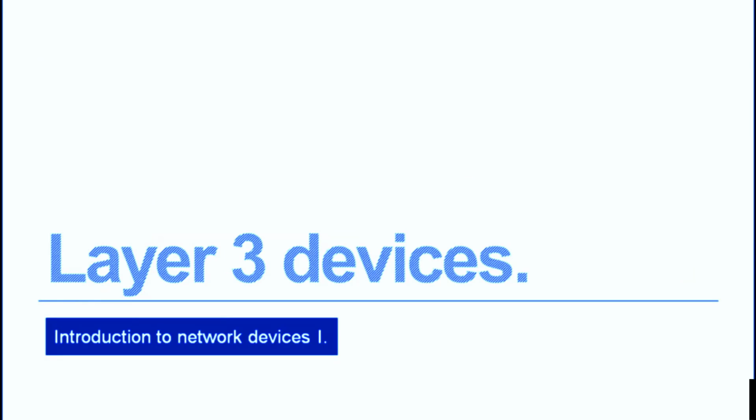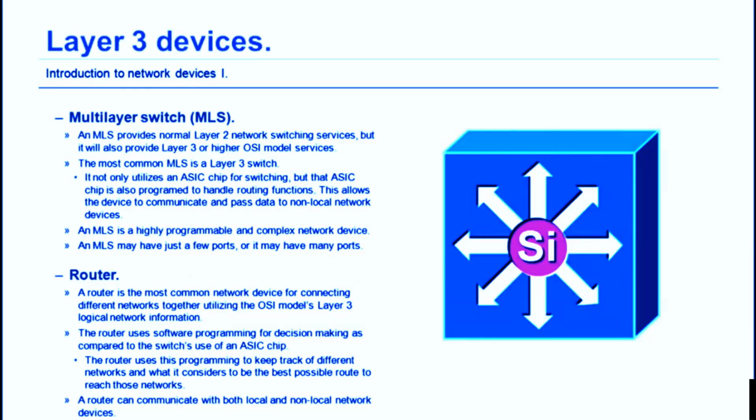Now let's move on to Layer 3 devices. And first up is the multi-layer switch. A multi-layer switch provides normal Layer 2 network switching services, but it will also provide Layer 3 or higher OSI model services. The most common multi-layer switch is a layer 3 switch. It not only utilizes an ASIC chip for switching, but that ASIC chip is also programmed to handle routing functions. This allows the device to communicate and pass data to non-local network devices.